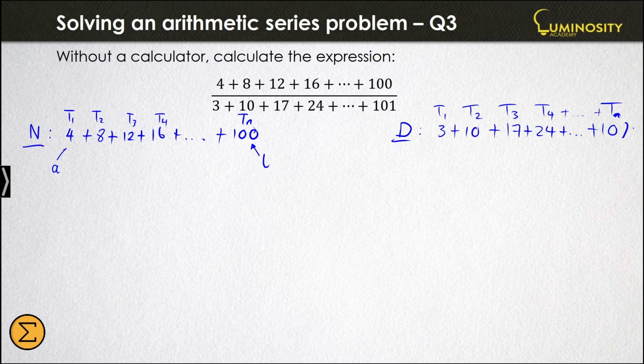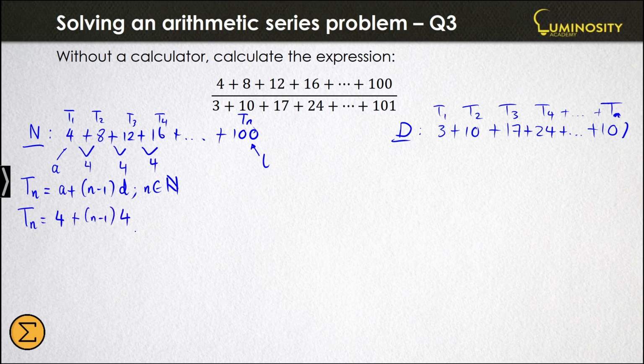So for the first one, let's have a look here. T sub n is a plus n minus 1 times d, where n is a natural number. But we know that a is 4, and the common difference looks like it's just adding 4 the whole time. So it'll be plus n minus 1 times 4. Let me clean that up a little bit. So that's 4 plus n times 4 is 4n. Negative 1 times 4 is negative 4. The 4 and negative 4 cancel, and I'm just left with Tn equals 4n, where n is a natural number.